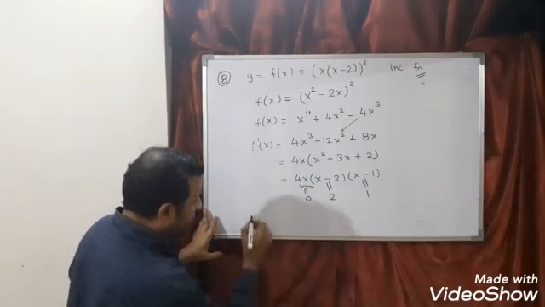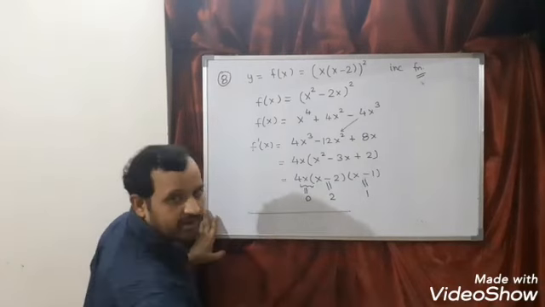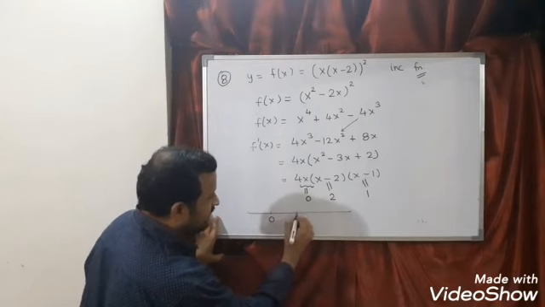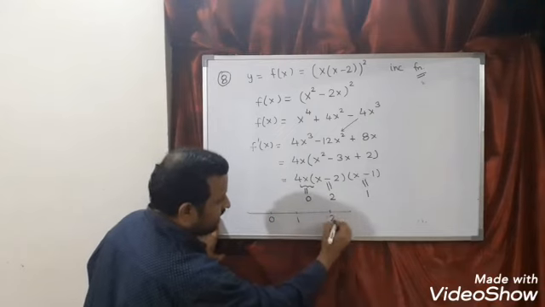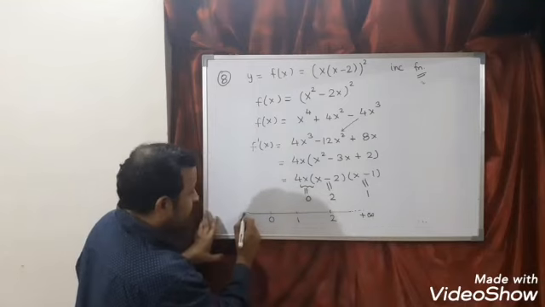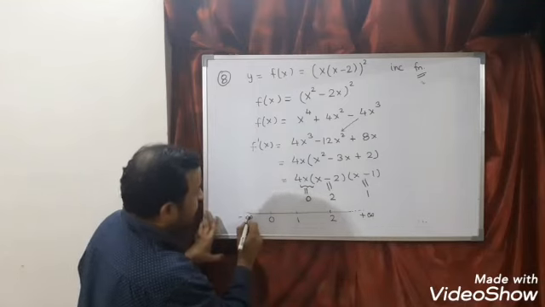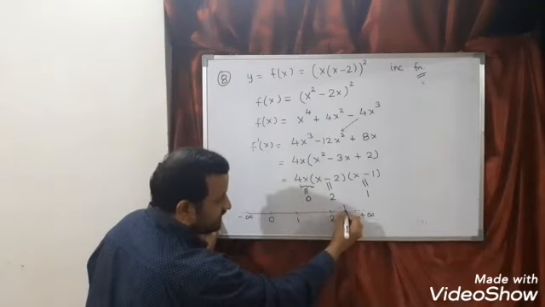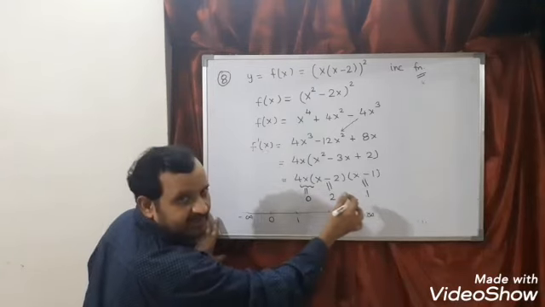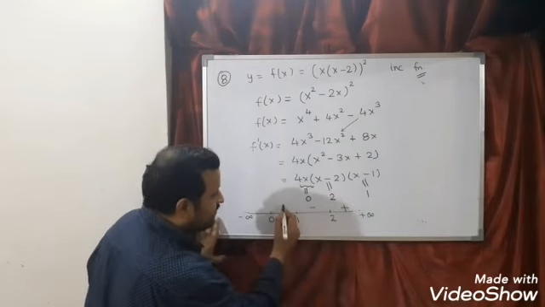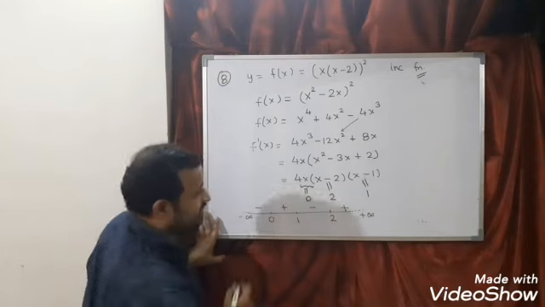Next step, plot all the critical points on the number line in increasing order. So 0 will come, 1 will come, 2 will come, here I can say plus infinity, and here minus infinity. What is the outside sign of f dash x? Plus. So plus will come here. Since the critical points are not repeated, alternate signs will come. Plus, minus, plus, minus.